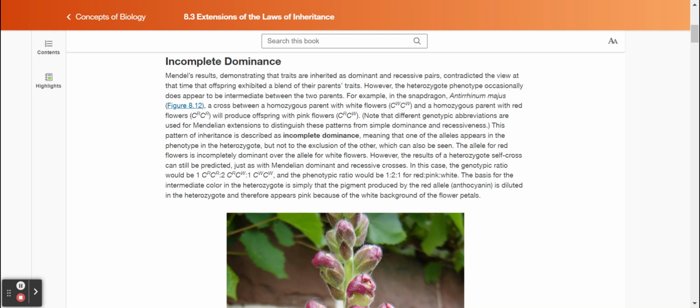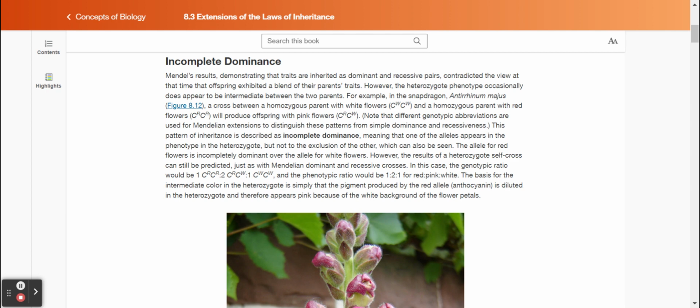This pattern of inheritance is described as incomplete dominance, meaning that one of the alleles appears in the phenotype in the heterozygote, but not to the exclusion of the other, which can also be seen. The allele for red flowers is incompletely dominant over the allele for white flowers. However, the results of a heterozygote self-cross can still be predicted, just as with Mendelian dominant and recessive crosses.